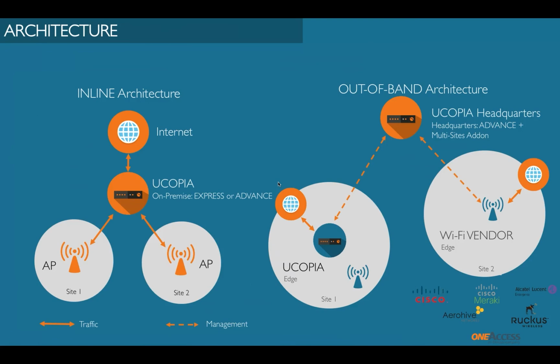So we provide not only one architecture, we could provide two architectures here. One is called Inline Architecture, which means the whole traffic flows from the access point, wired or non-wired, through the Copia solution. In this example, there is a license called Express or Advanced installed on it, it doesn't matter here. On the other side, we have the out-of-band architecture, which means we have the Advanced license and the multi-site add-on installed on it. So we have different types of locations.